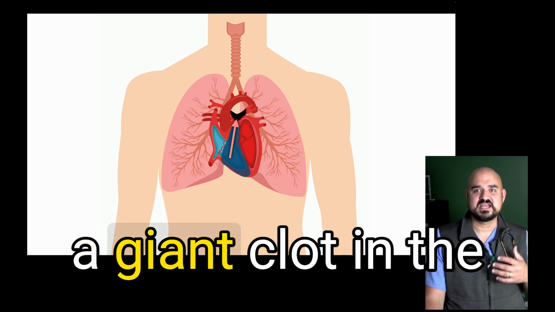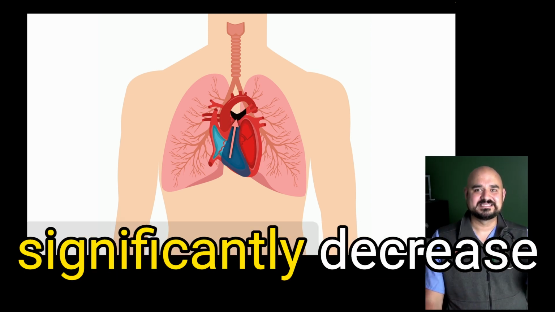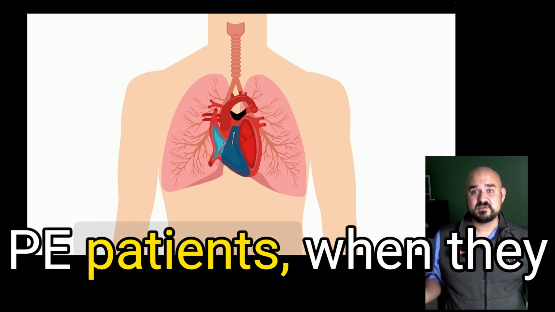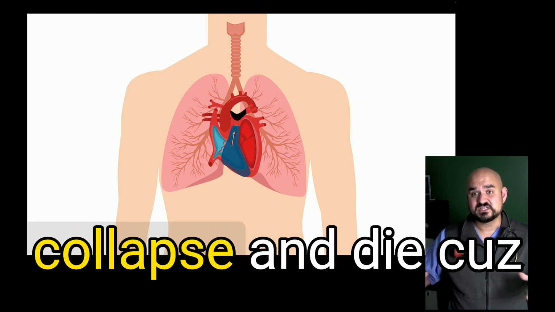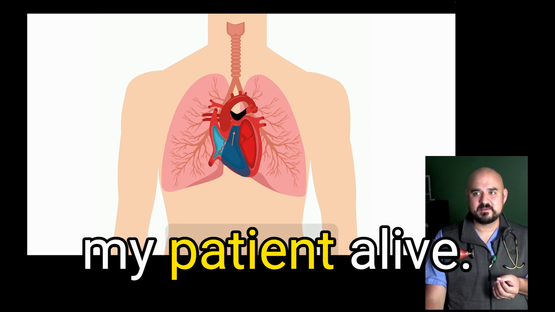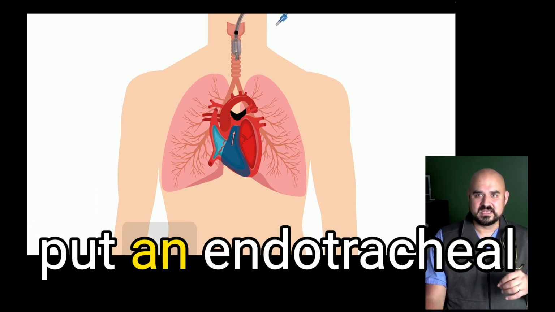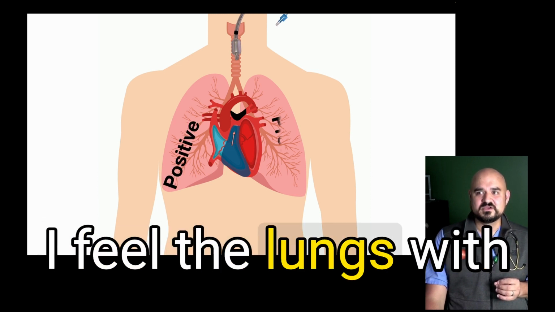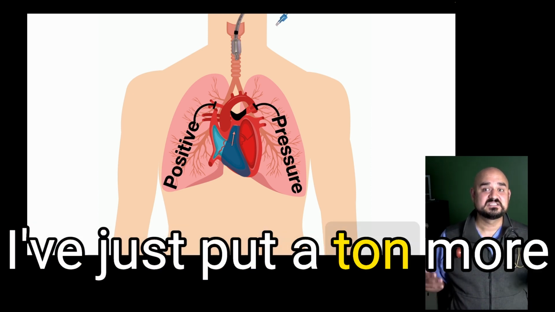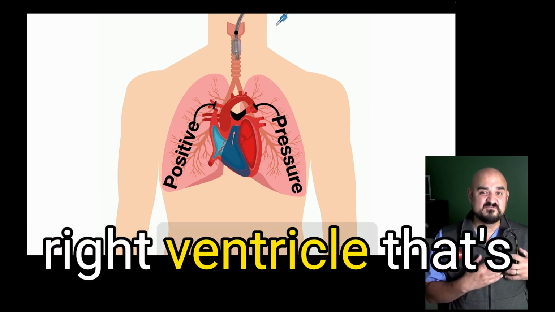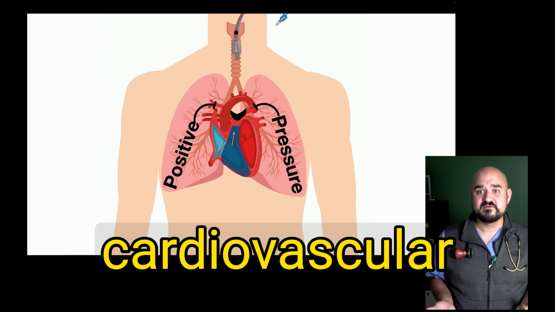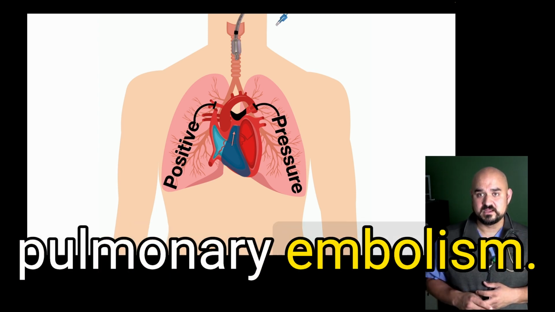However, if I put a giant clot in the way, now I'm going to significantly decrease the blood that's going to get out of the right ventricle. And this is why some PE patients, when that PE hits the lungs, just collapse and die because no blood can get out of the right ventricle. Let's say I've got just enough out to keep my patient alive. Now all of a sudden, I put an endotracheal tube in the trachea. I fill the lungs with positive pressure. That's pushing back on these pulmonary arteries. I've just put a ton more afterload on that right ventricle that's already struggling. I can cause sudden cardiovascular collapse by intubating a patient with a pulmonary embolism.